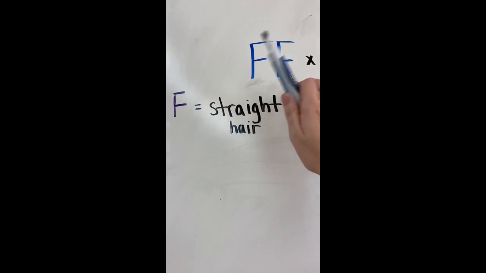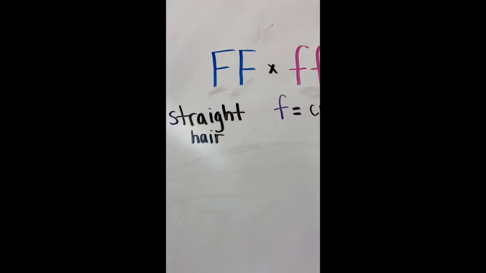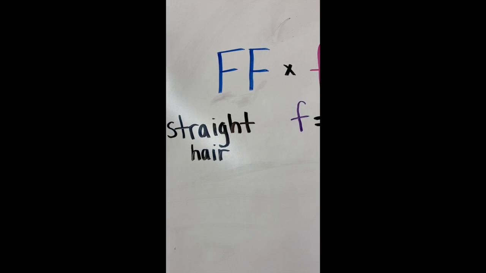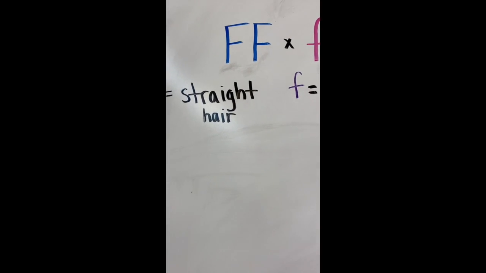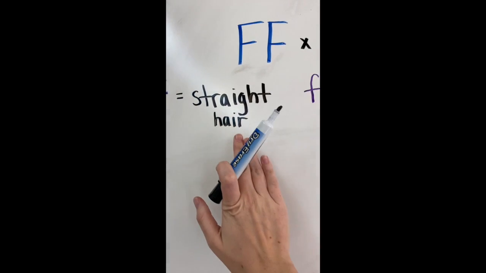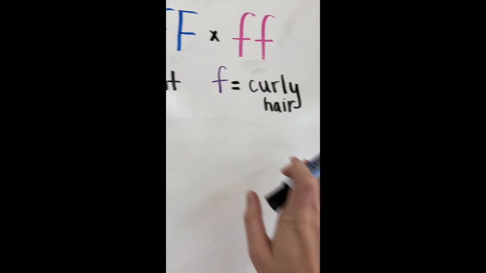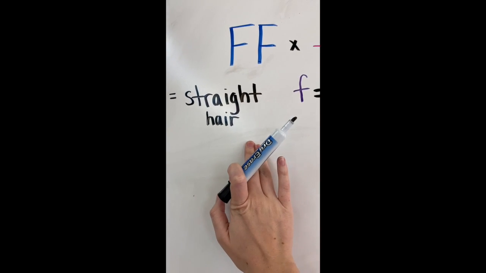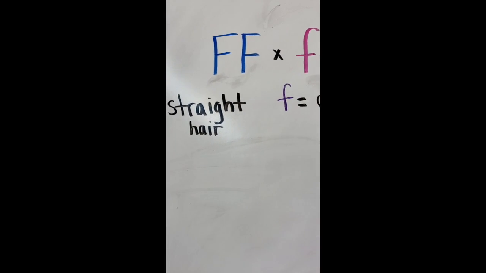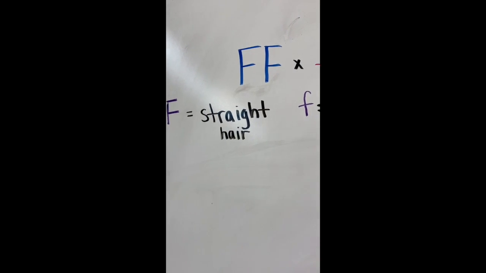This is our father. His genotype is capital F, capital F. We remember that the capital letters mean that it is a dominant trait. So in this case, we're looking at straight versus curly hair. In this case, the dominant allele is for straight hair. So since he has two capital Fs, he has straight hair.